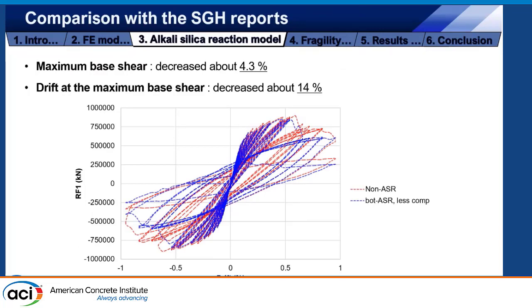And in terms of the maximum base shear, it is decreased about 4.3%, and drift at the maximum base shear is decreased about 14% when the Alkali-Silica reaction is considered.